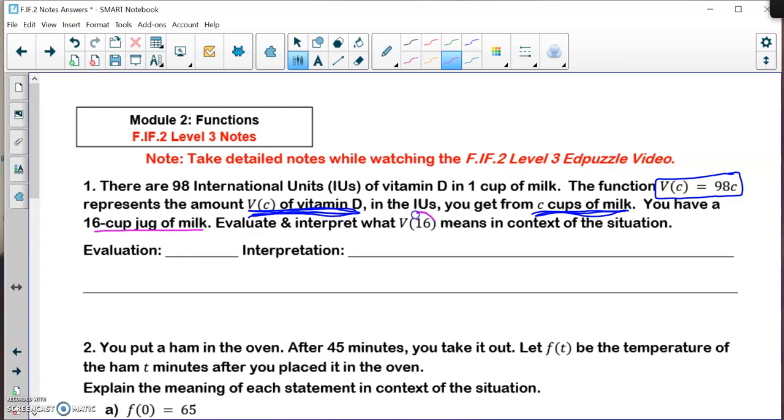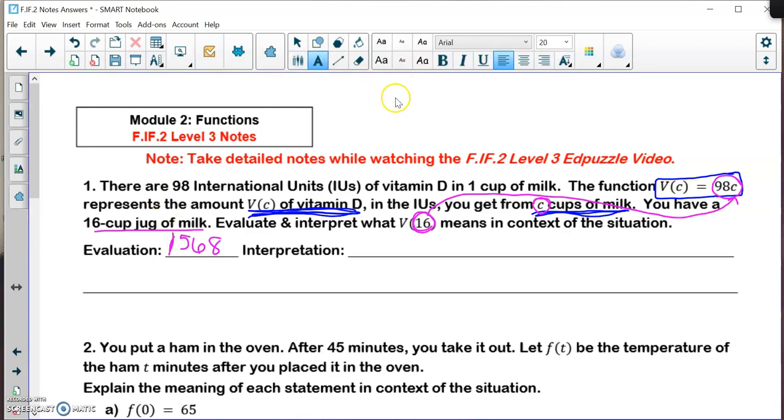So remember, what's in parentheses is technically your X value, which in this case we're not using X, we're using C. So I'm going to take that 16 and put it in for C in my equation. So I have 98 times 16, which gives me 1,568. So now we're going to interpret what that means.